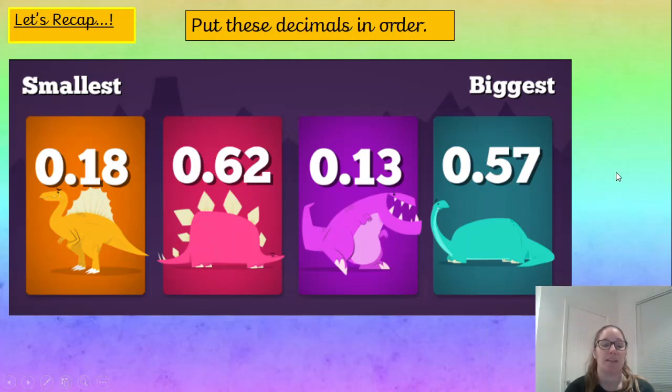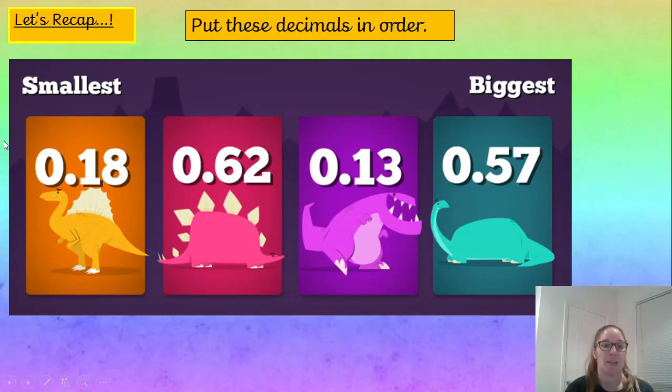Okay, so let's look at the recap then. Yesterday we were looking at decimals, up to 2 decimal places, so can you put these decimals in order from smallest to biggest? Look carefully. Pause the video whilst you do that and then come back and I'll show you.